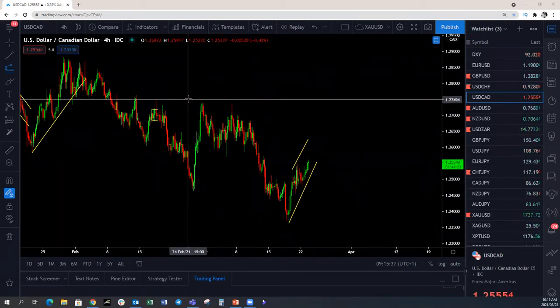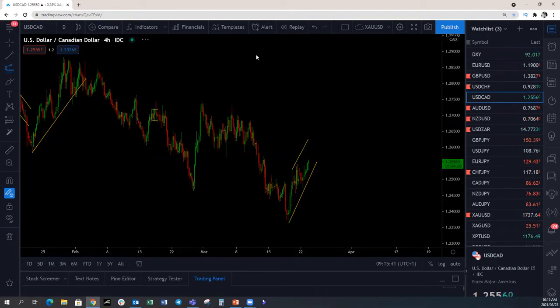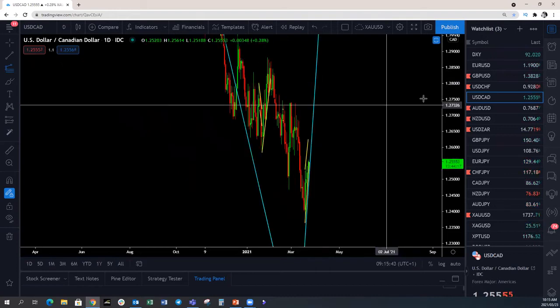If we look at the daily, let's have a look at the daily. Let's see.